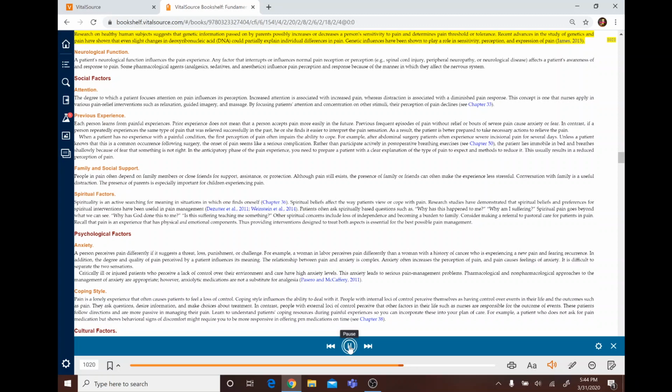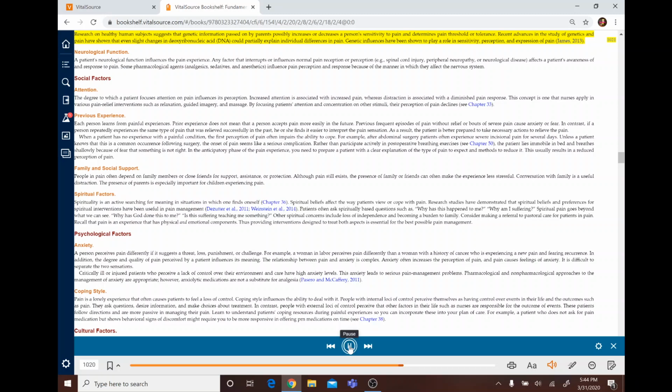Genes. Research on healthy human subjects suggests that genetic information passed on by parents possibly increases or decreases a person's sensitivity to pain and determines pain threshold or tolerance. Recent advances in the study of genetics and pain have shown that even slight changes in deoxyribonucleic acid, DNA, could partially explain individual differences in pain. Genetic influences have been shown to play a role in sensitivity, perception, and expression of pain. James, 2013.